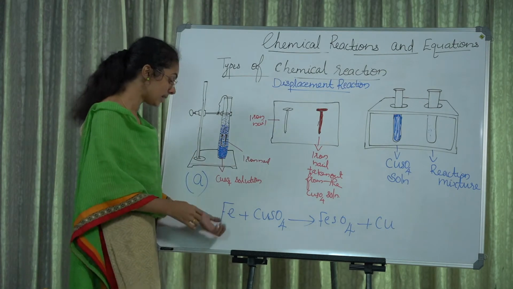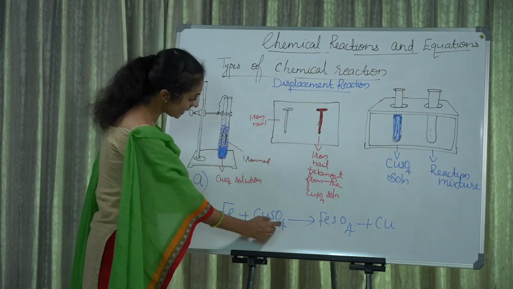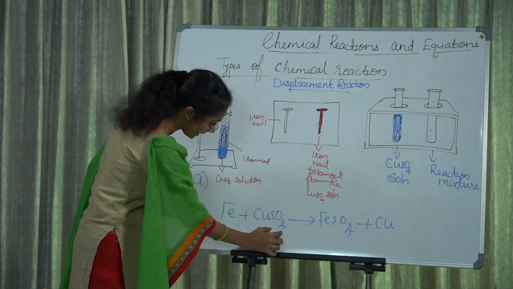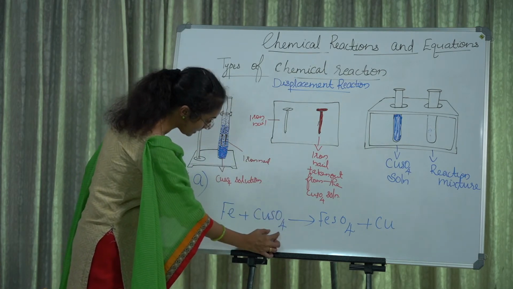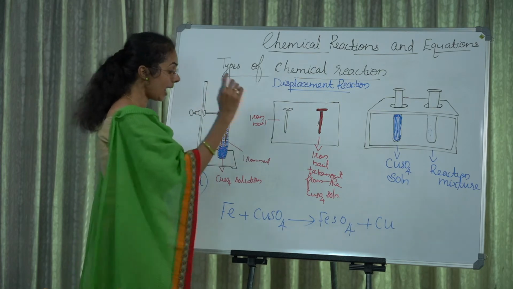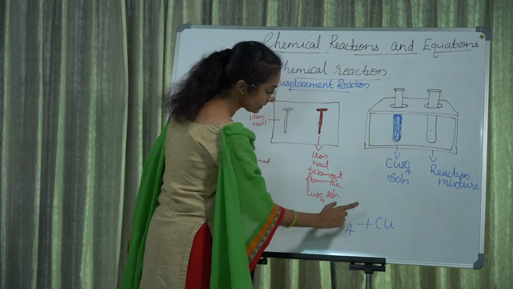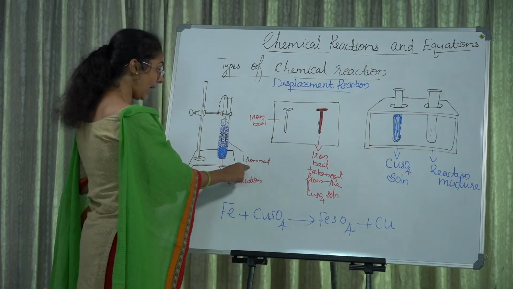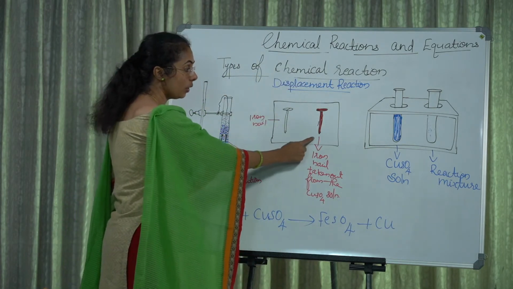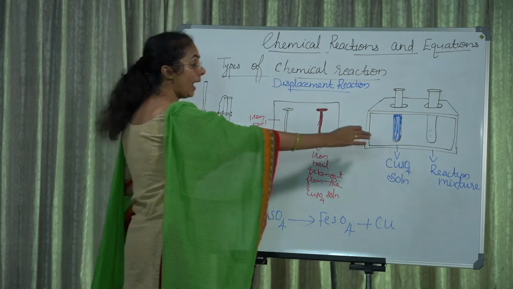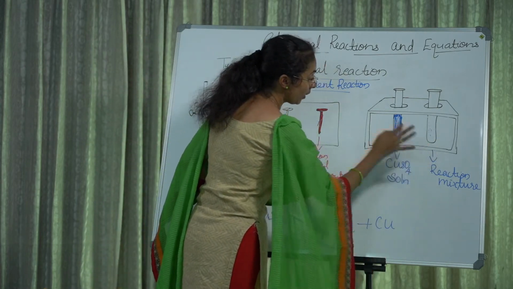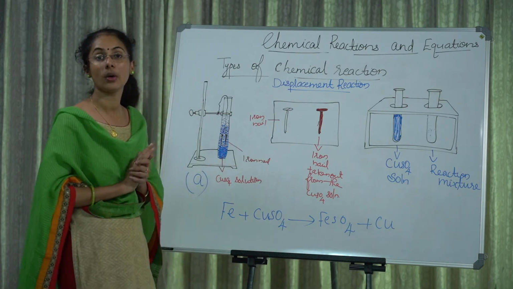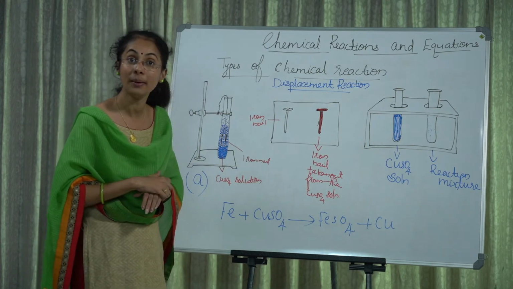Once more, this iron displaces or removes the sulfate ion from copper sulfate and forms iron sulfate plus copper here. The iron nail converts into brown color, and the copper sulfate solution is of light blue color.